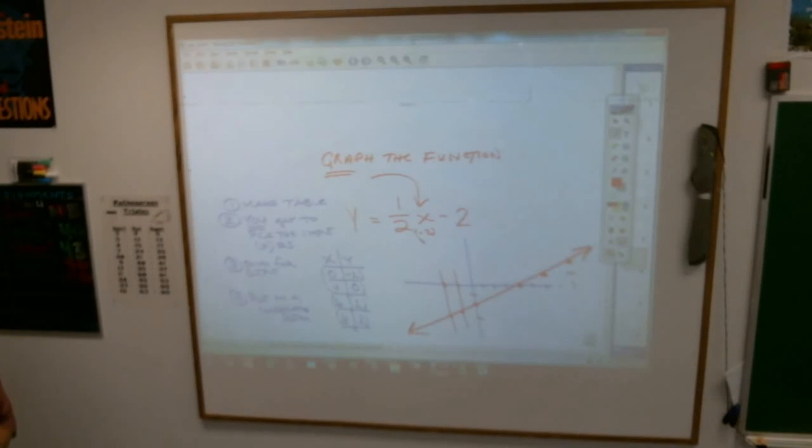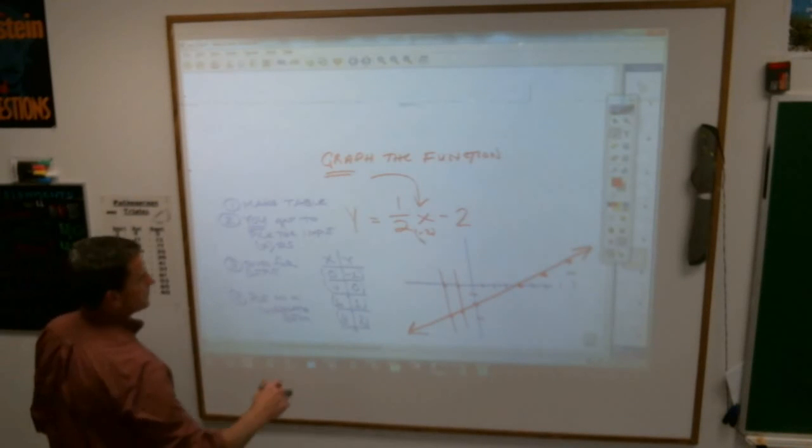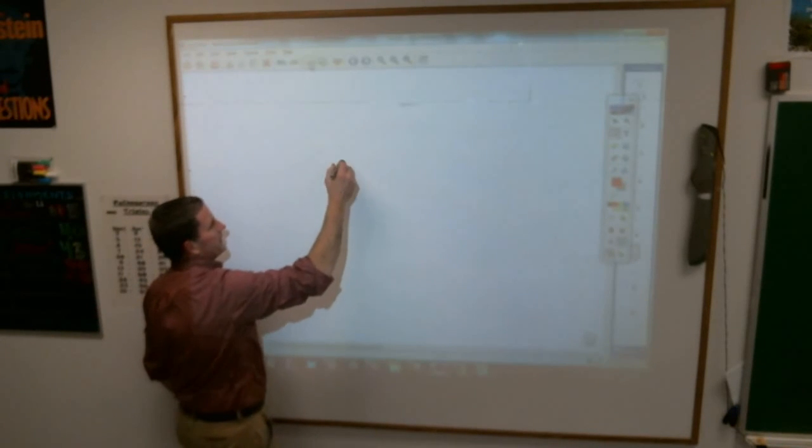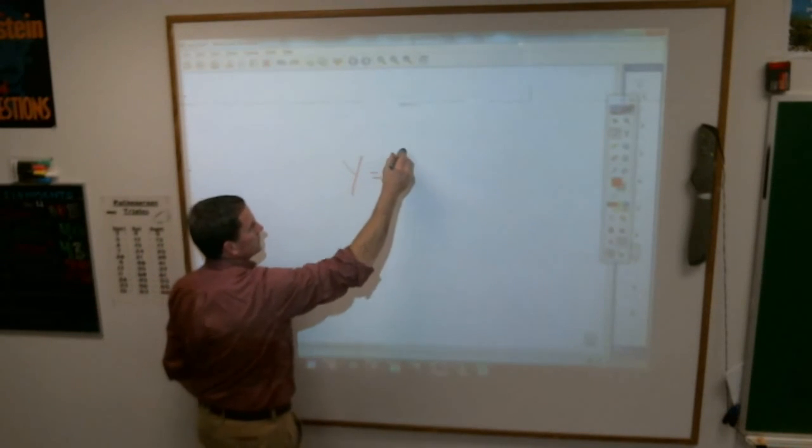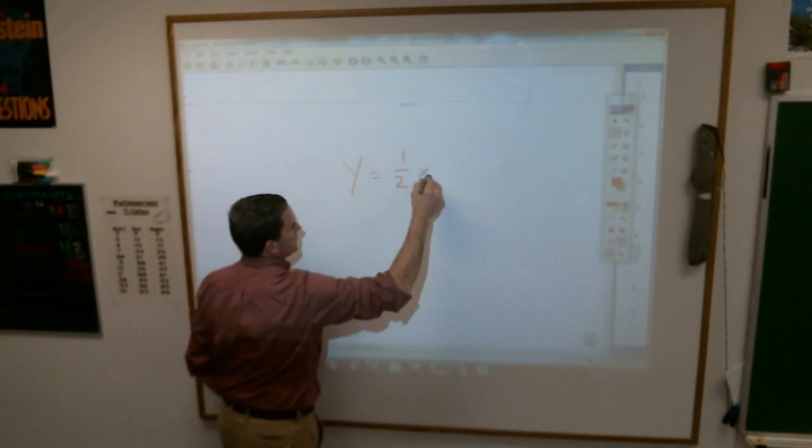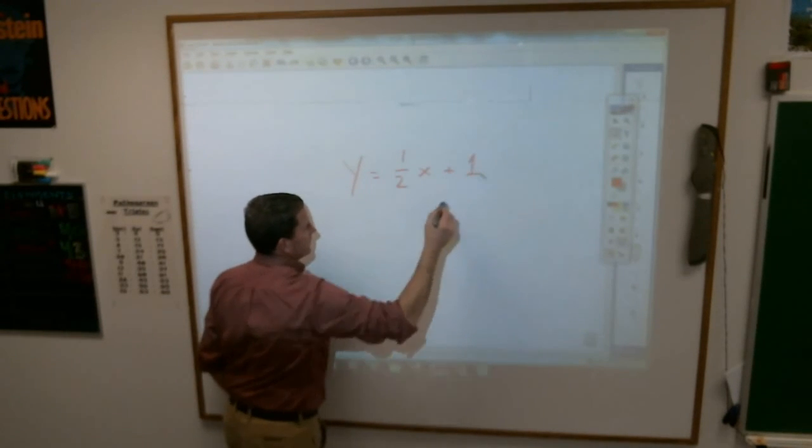You got that? Let me give you one to do here. Let me find one here for you. Problem number, let me find it here. Here it is. Y equals 1/2 x plus 1. You do this one for me right now. Y equals 1/2 x plus 1.